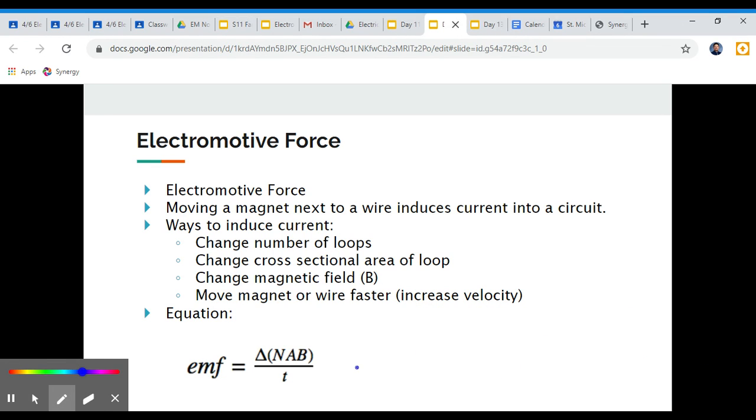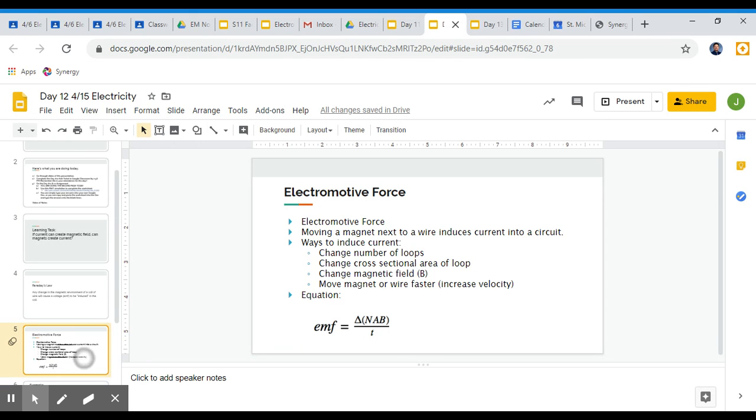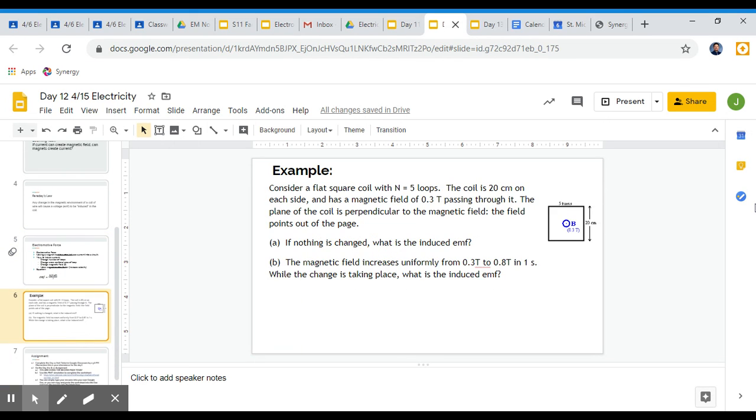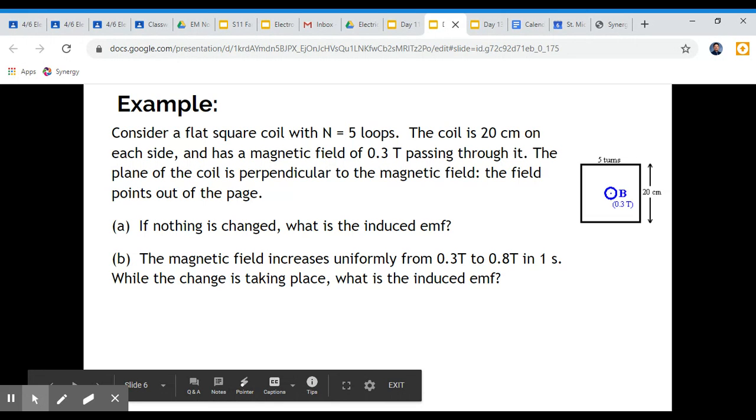Okay, so let's move on to, oops, that is not what I wanted. All right, so moving on to this example here for what we might see in one of our problems. Sorry, I'm trying to get back to this view.